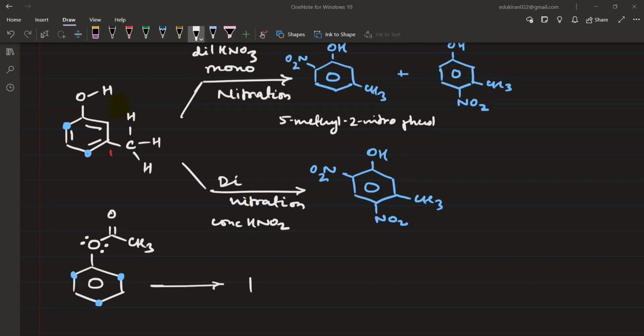One thing you can see here is that this ortho position will be very much sterically hindered, so in mononitration I will get only one product, that is the para product. First of all, these are sterically hindered, that is why they will not form any product, and this will have an NO2 group, with dilute HNO3.